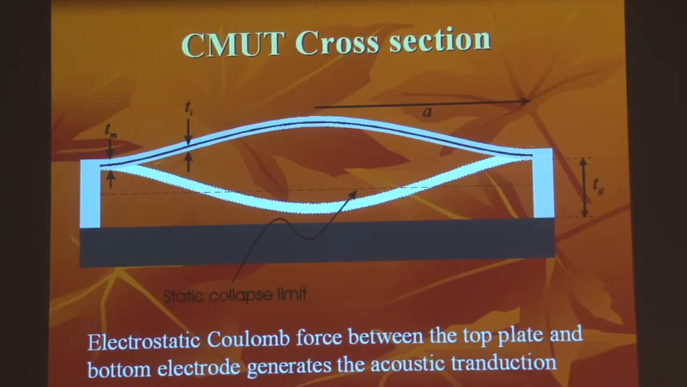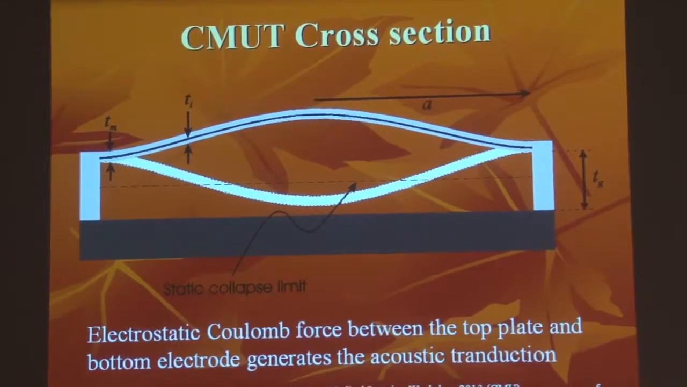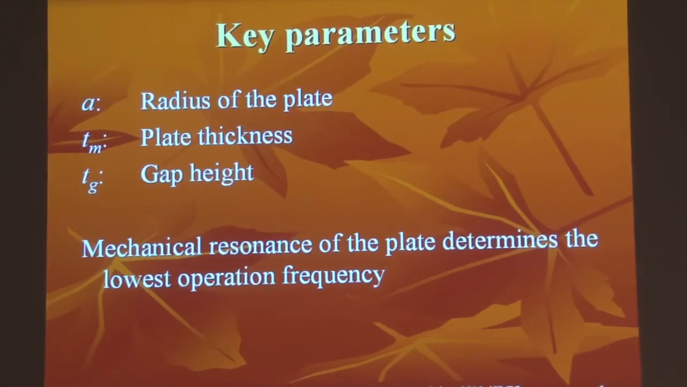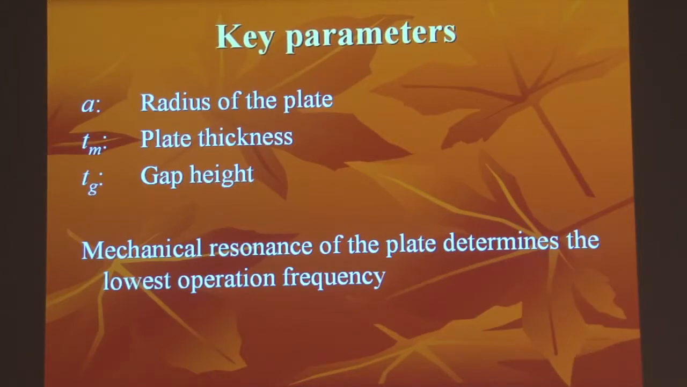So this is the CMUT cross-section where the top plate is moving between these two. There is a collapse limit for the static case, but in the dynamic case, it can actually move beyond that point, so you can get very high powers. The electrostatic Coulomb force between the top plate and the bottom electrode, as I mentioned, generates acoustic transduction. The key parameters of a CMUT cell are the radius of the plate, the thickness of the plate, and the gap height. I'll just be talking about these three properties. And the mechanical resonance of the plate typically determines the lowest operation frequency.